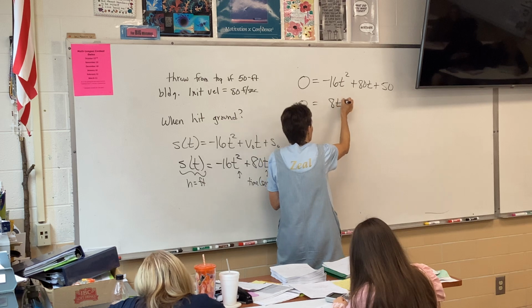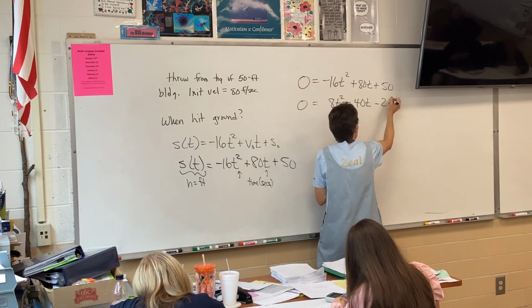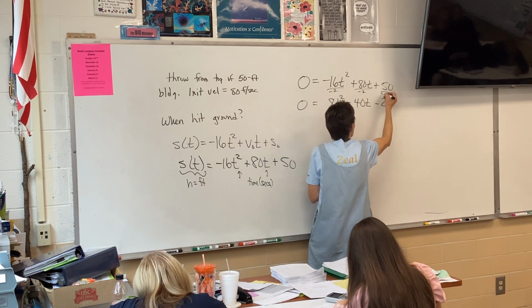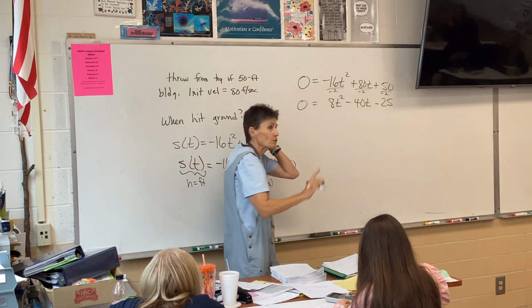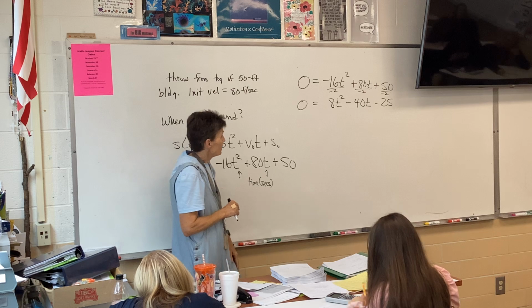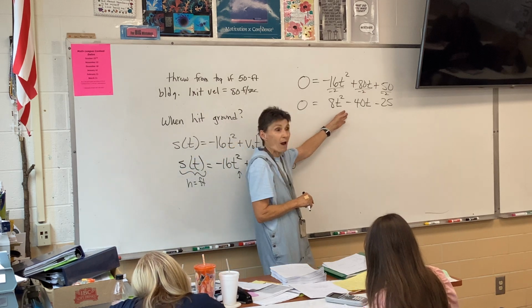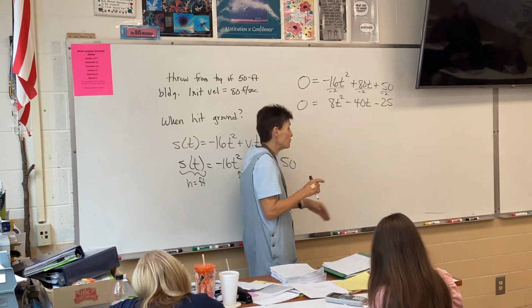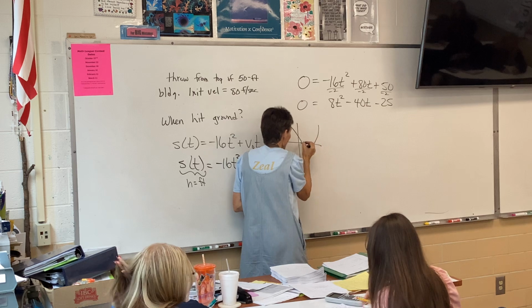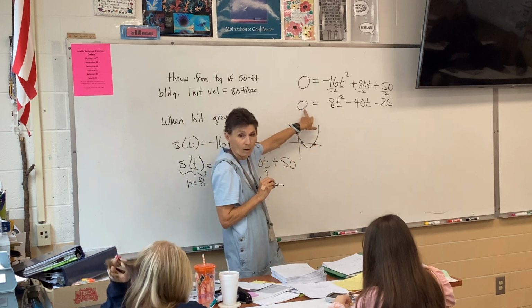So I have 8t squared minus 40t minus 25. I'm dividing everything by -2. You do not have to do that. Does everyone understand me? Are you hearing? You don't have to do that. So now, some of us might try to graph this. And if you graph it, remember, you will be looking for where you cross the x-axis. Zeros.